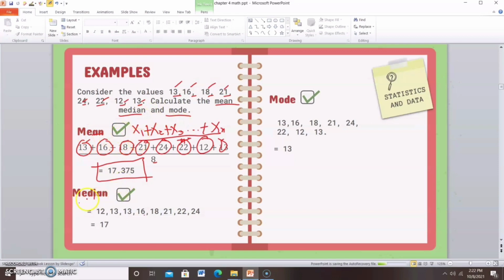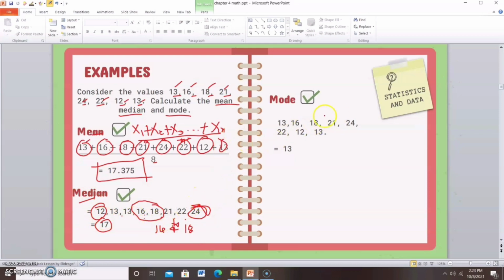The next is the median. First, arrange the given values in ascending order: 12, 13, 13, 16, 18, 21, 22, and 24. The middle numbers are two, which are 16 and 18. What is the middle of 16 and 18? It is 17. So that is the median of the set.